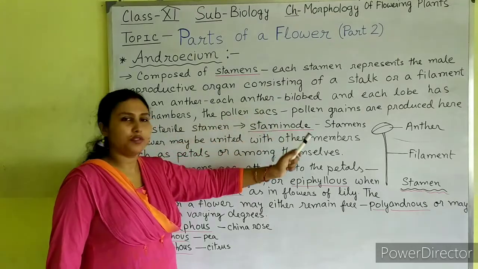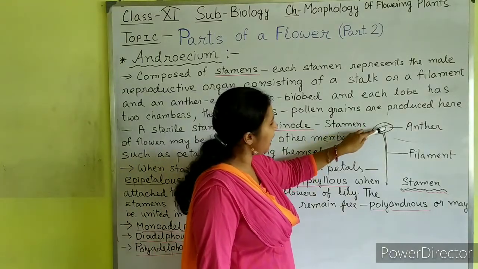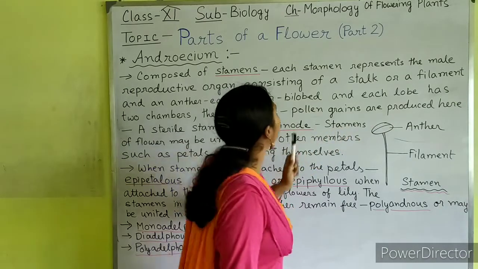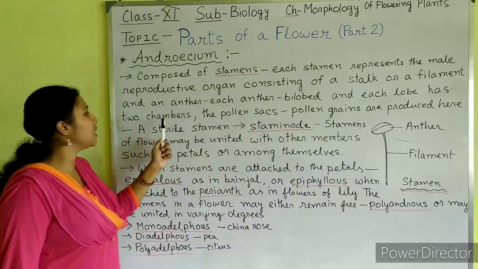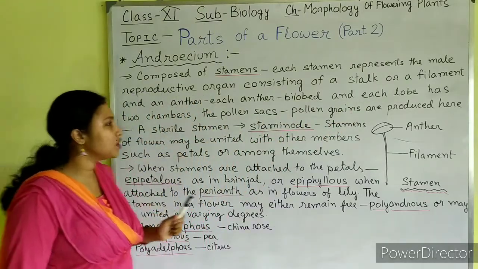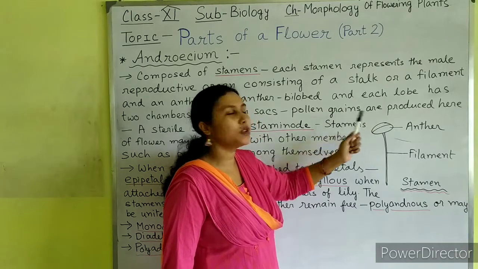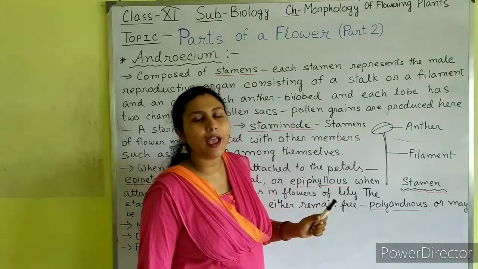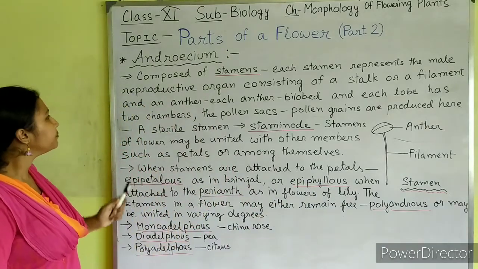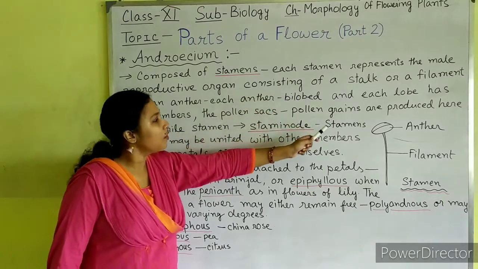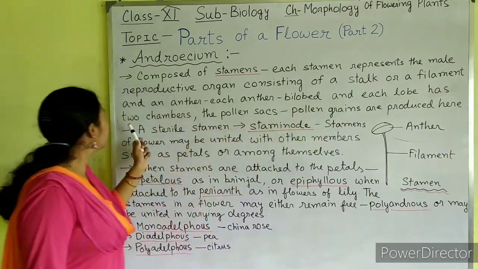Now each anther of the stamen is bilobed. That is, each anther has 2 lobes, 1, 2, so it is called bilobed. And each lobe has 2 chambers. If each lobe has 2 chambers, then how many chambers will 2 lobes have? 2 lobes will have 4 chambers. So the anther consists of 4 chambers; it is bilobed, and each lobe has 2 chambers.